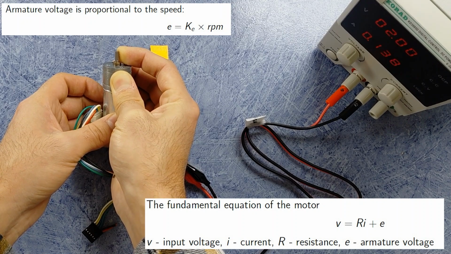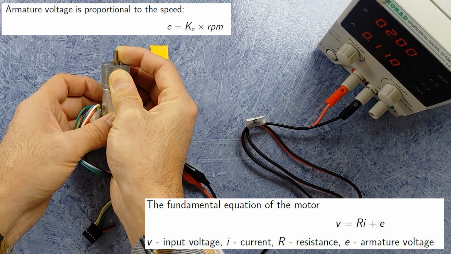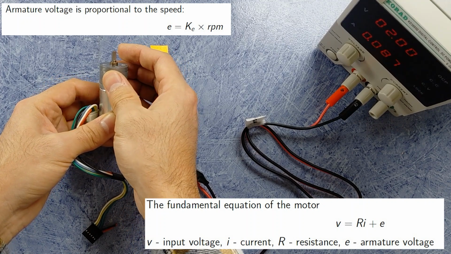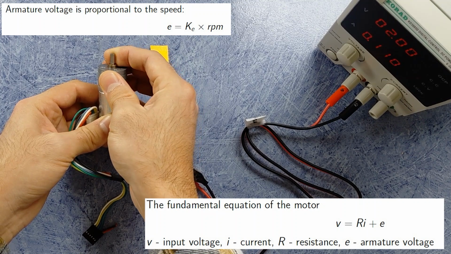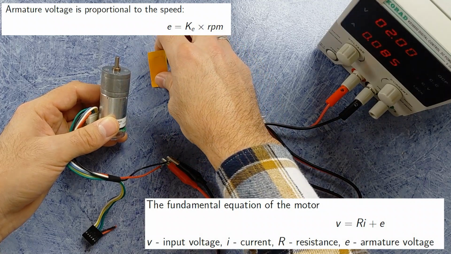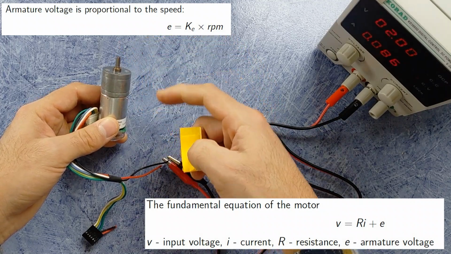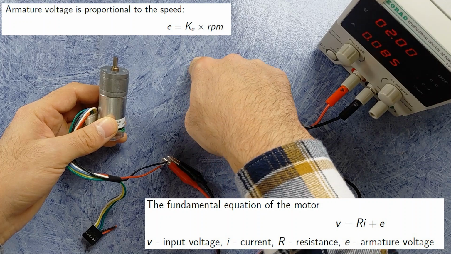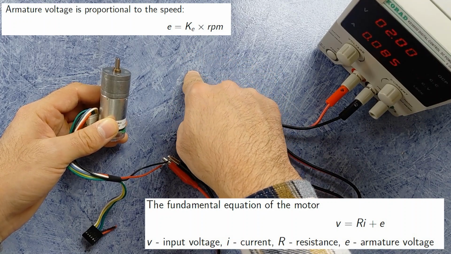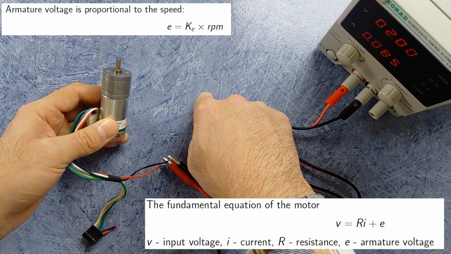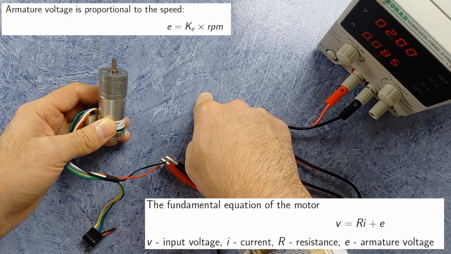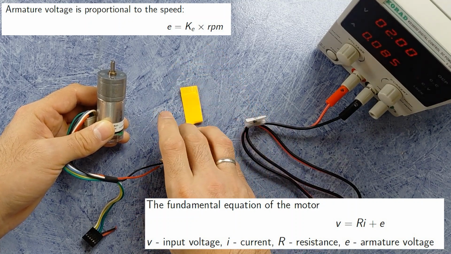When the current increases, the armature voltage decreases, and because of that the RPM drops. Simple as that. So when the current increases, the armature voltage decreases, or sometimes we call it back EMF. Back EMF decreases, and because of this we have the drop of the RPM, the rotation speed. From that we have the second equation.